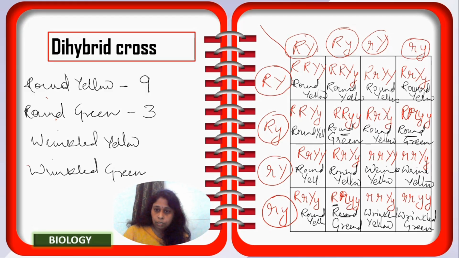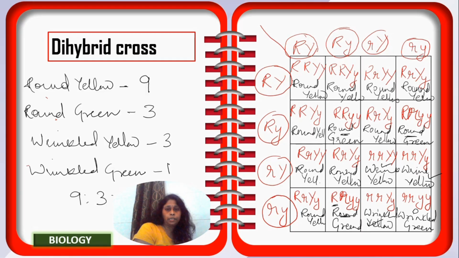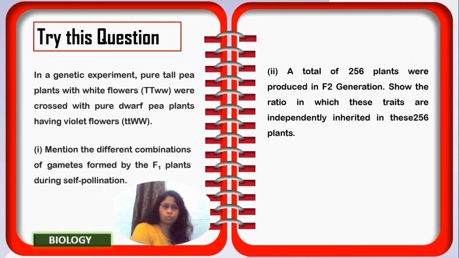Then wrinkled yellow, 1, 2 and 3. We have 3 wrinkled yellow. And how many wrinkled green are there? 1. So what is the ratio? The phenotypic ratio is 9:3:3:1. So for dihybrid cross, the ratio is 9:3:3:1, whereas for the monohybrid cross, this is 3:1. Clear? Now you can try this question.